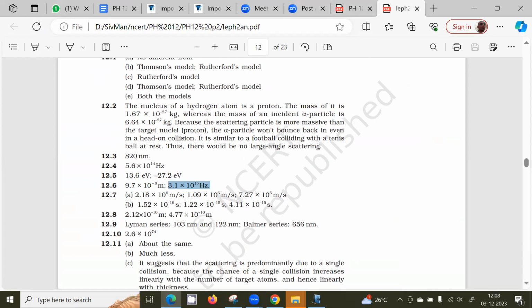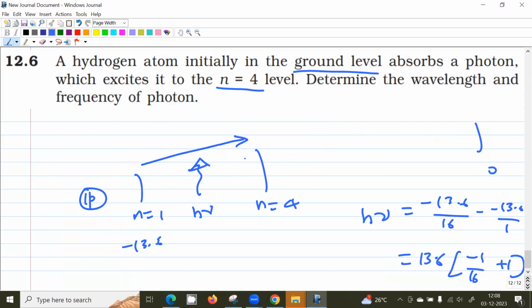Have they asked for the wavelength? Wavelength, okay. Wavelength also you can get. Once you get the frequency, you can put wavelength as c by nu, because for an electromagnetic wave, c is nu times lambda. Once I know nu, I know c, so from there I can find the wavelength lambda.